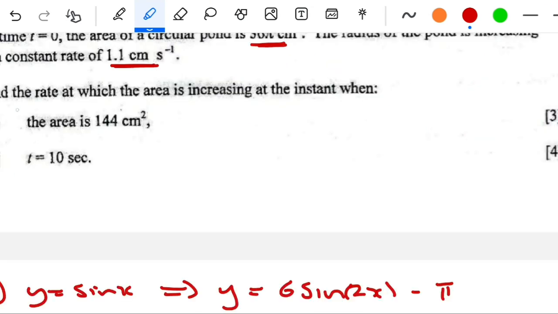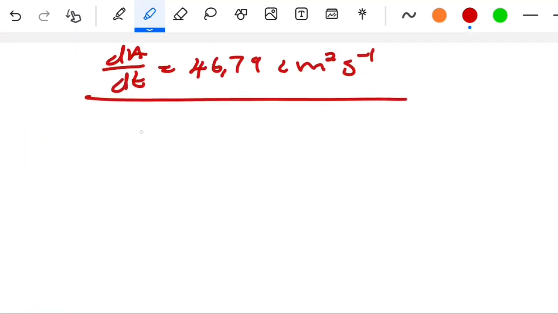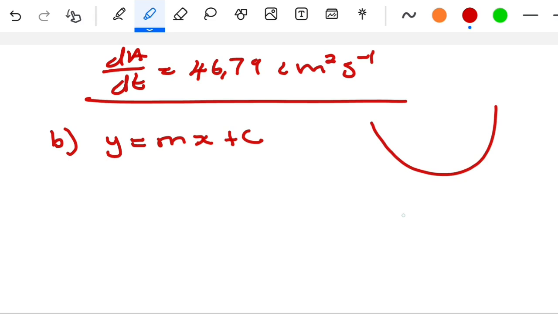The next question says, find the rate at which area is increasing at an instant when time is 10 seconds. Okay, so let's do B. So rate is constant, so gradient, it means that the relationship is in the form y equals mx plus c. That's when you get a constant rate, or this rate is same as gradient. So if you have a graph like this, your rate is not constant because the gradient is not constant. But if you have a graph like this, your rate is constant. So the equation is in this form.